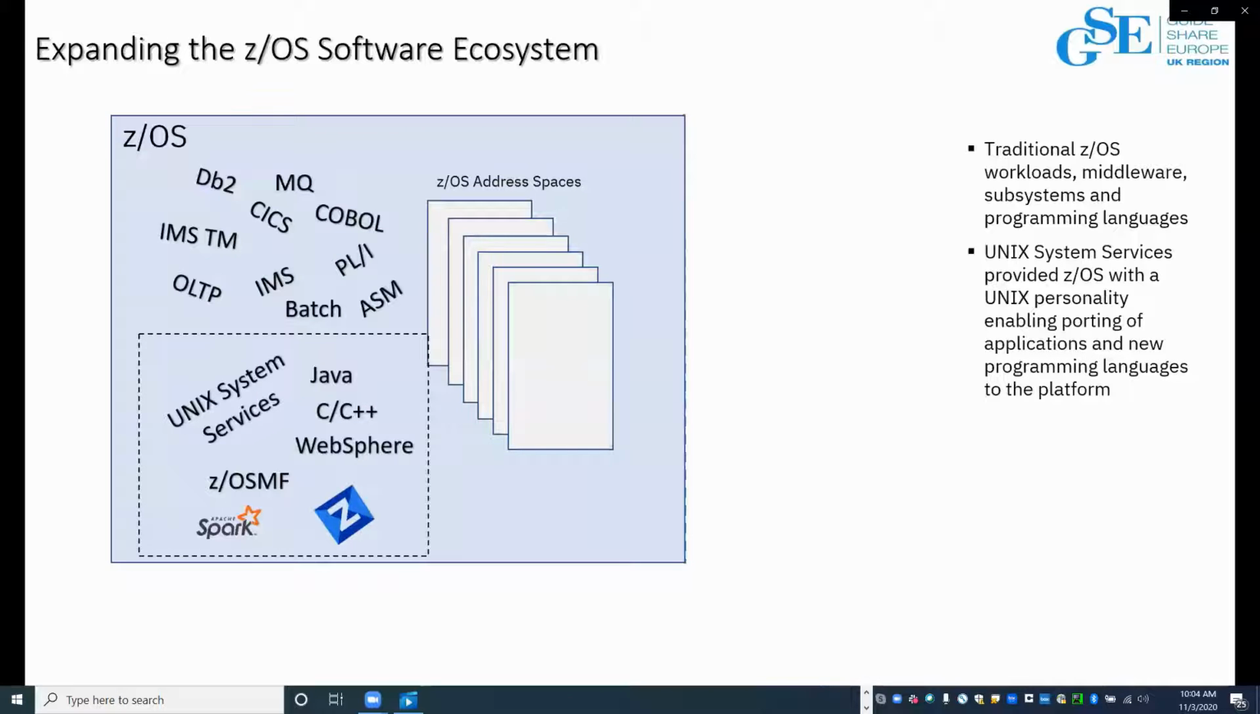With the introduction of UNIX System Services, a Unix-like environment was added to z/OS. This enabled the porting of applications from other platforms to z/OS with minimal effort and introduced new programming languages such as Java and C to the z/OS environment. But with the rapid adoption of containerized applications, the need to configure and maintain Linux server instances in addition to z/OS systems now becomes the next hurdle to deal with.